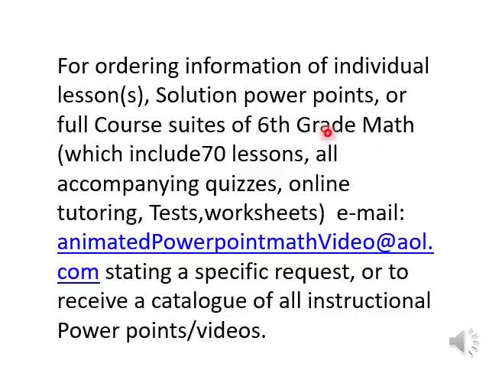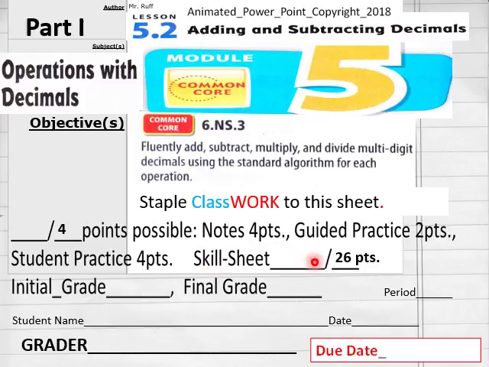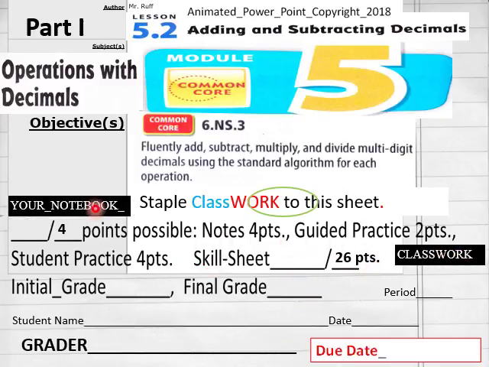Hello everybody, get ready to do lesson 5.2 of 6th grade math, part 1 today, and then we have a 26-point skill sheet for classwork, and then 4 points here of notebook taking today. 5.2, adding and subtracting decimals, part 1, operations with decimals. Here's our standard here.